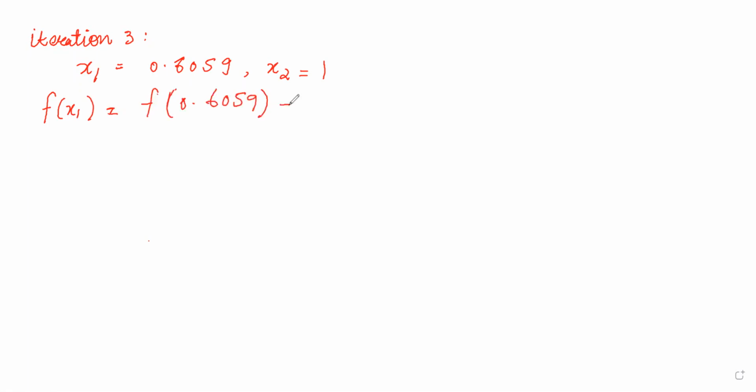In iteration 3, the value of our x1 is 0.6059. The value of our x2 is equal to 1. Now obtain the value of f of x1, which we have already obtained when x1 was taken as x3, that is f of 0.6059, and that comes out equal to 0.0043. Then f of x2, we already have this value in hand, that's equal to f of 1, and we know our f of 1 is equal to minus 1.4597. This is our f of x2.